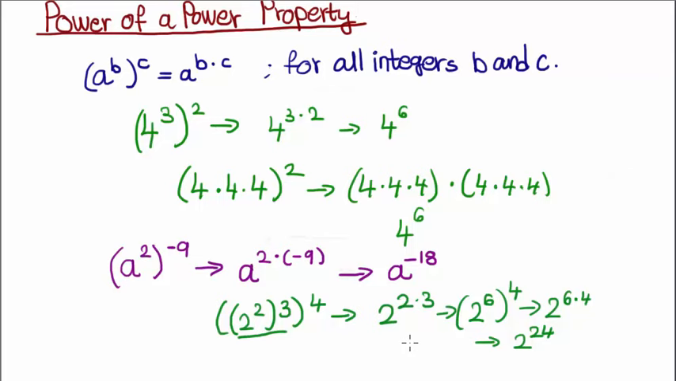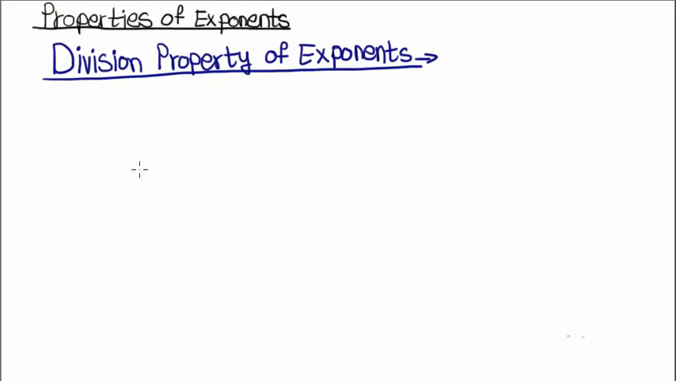Now let's go over one more property of exponents, and that is helpful when we're dividing exponents with the same base. So the division property of exponents is again quite simple. If you have some number such as a to the power of b, and you divide that exponent by the number a to the power of c, that is the same thing as saying a to the power of b minus c. And this holds true for all integers b and c.